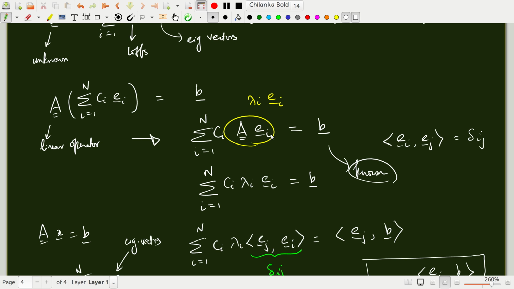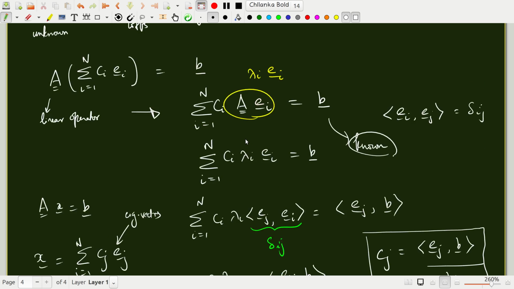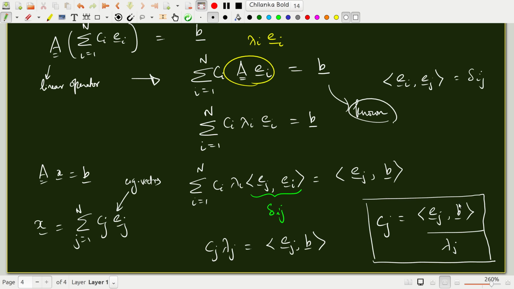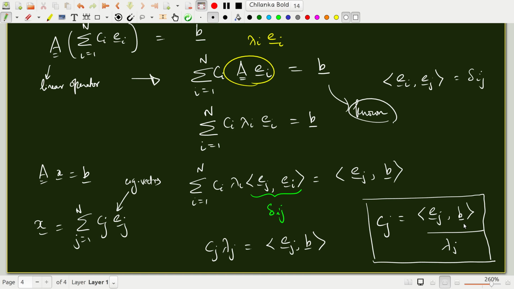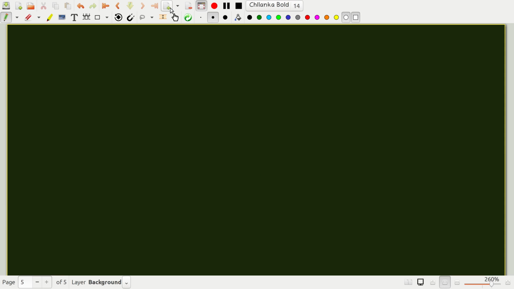The advantage of this is, once you have solved the problem in this manner, you can plug in any b and you have a solution. Of course, there must be a solution. If there is a solution to this linear system, then it can be readily obtained like this. Now the same method can be generalized for any operator, not just a matrix operator or system of linear equations.